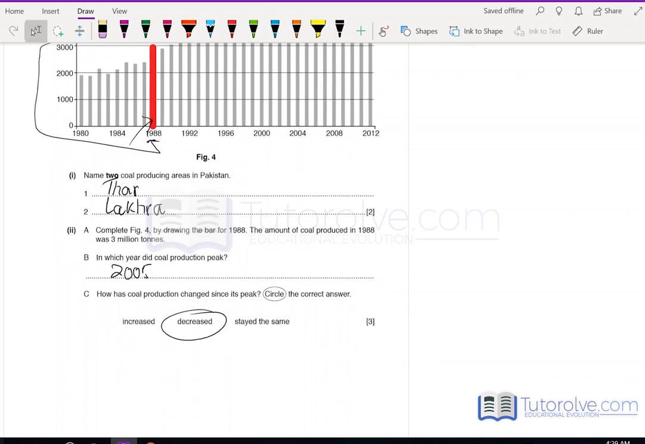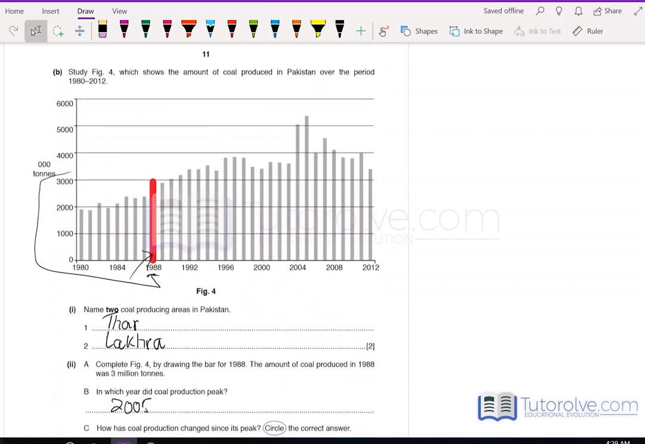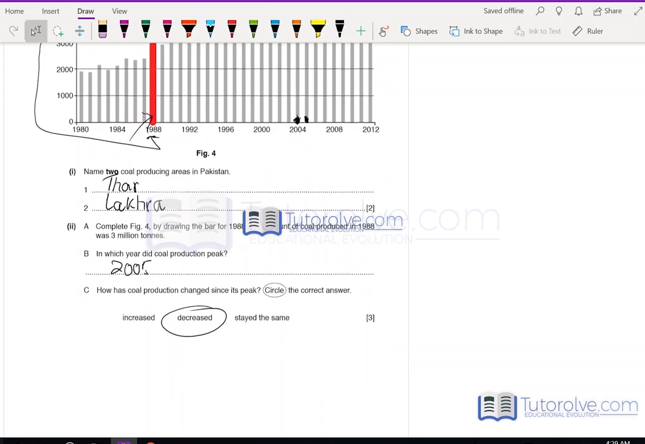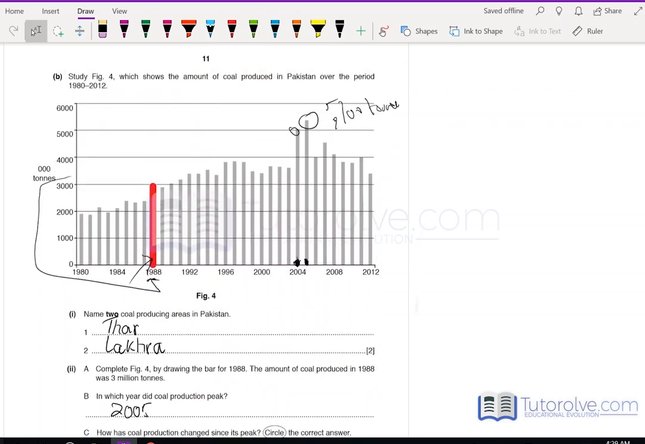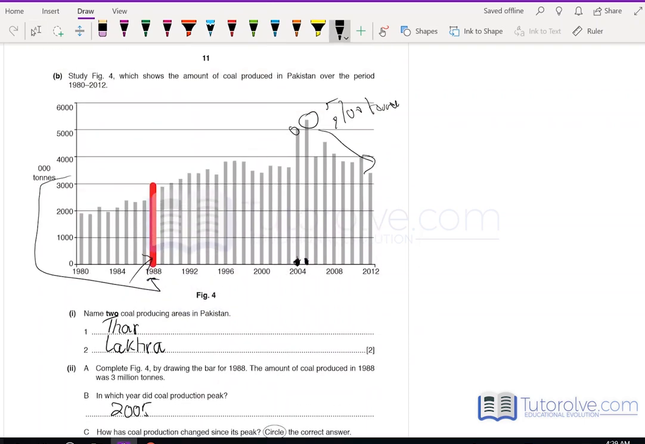In which year did coal production peak? Now, from the bar, you can clearly see that this is 2004, and in the year 2005, the coal production reached its maximum of around 5,700 tons. So the answer is year 2005. Now, how has the coal production changed since its peak? Circle the correct answer. So since its peak, it has been declining. So the correct answer would be decreased.